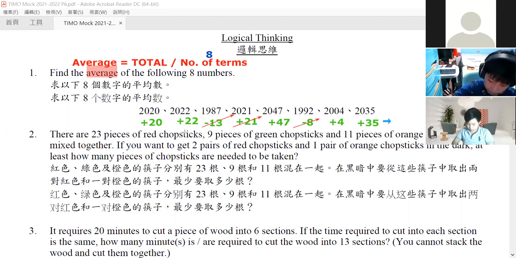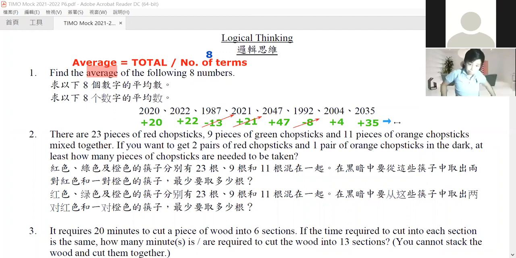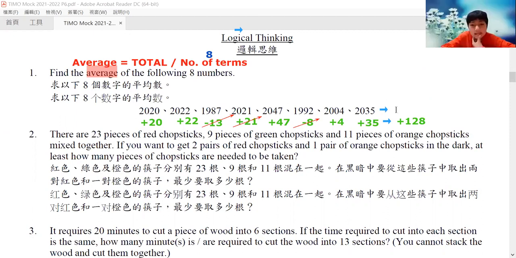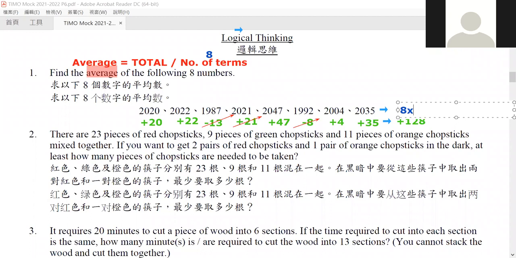And by this, for example, 22 plus 47 plus 4 would be equal to 69 plus 4, which is 73. 73 plus 35 is 108, plus 20, and hence it would be equal to plus 128. So you know that the sum consists of two parts. One is the base, which is 2000 eight times, giving 16000, and then you need to add 128 to it. So the total will be 16128.